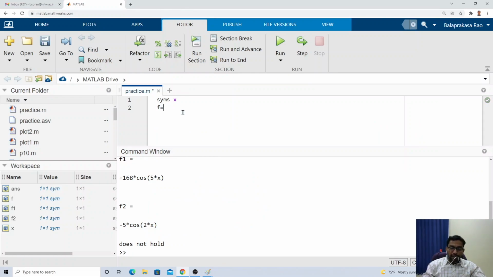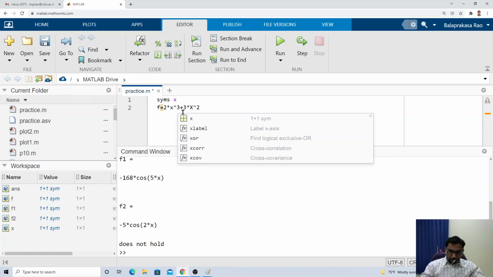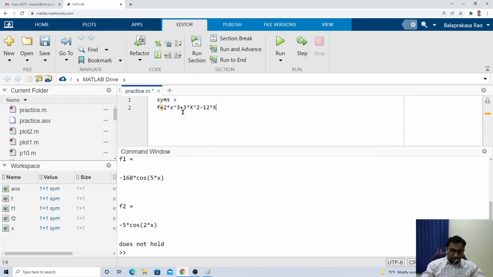Let me define a function f. Let us say it is equal to 2x cube plus 3x square minus 12 times x plus 17. Let us say this is our equation, right? This is our function. Now I want to find minimum and maximum value of this function. So before applying derivative and equating it to 0, let me show you the curve of this function.